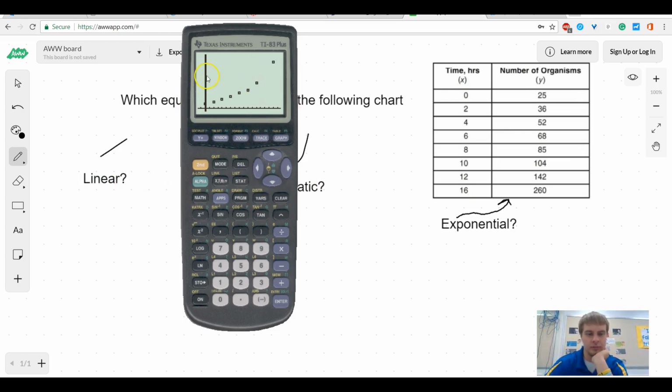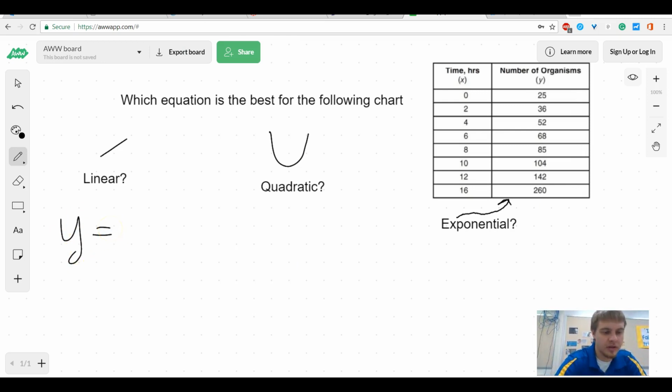So now that you have an idea of what this looks like, we can't really narrow it down very easily, so we're going to hit the stat button, go to calculate, and calculate a linear regression just like we did yesterday. And for today, let's round everything to the nearest tenth or whole number. So this looks like y equals 13x minus 0.7. That's our line equation.